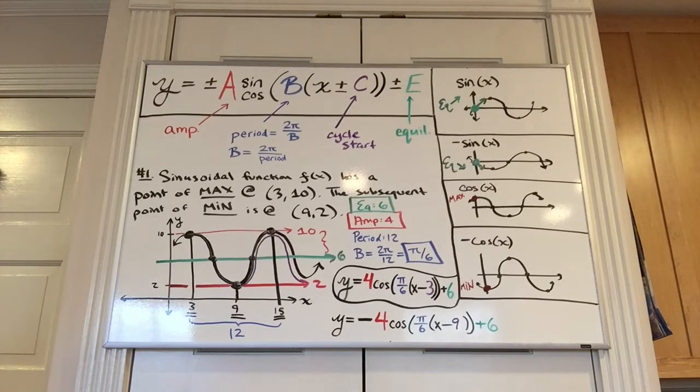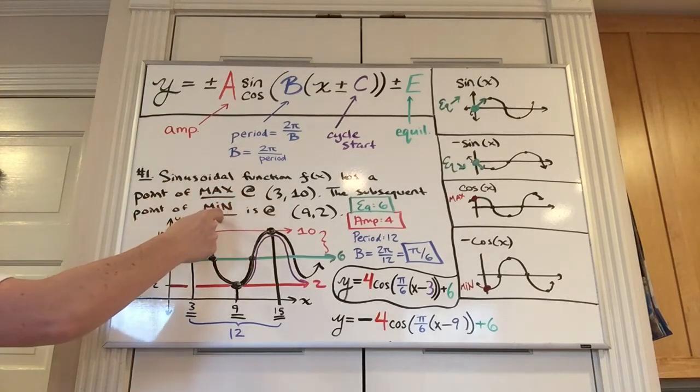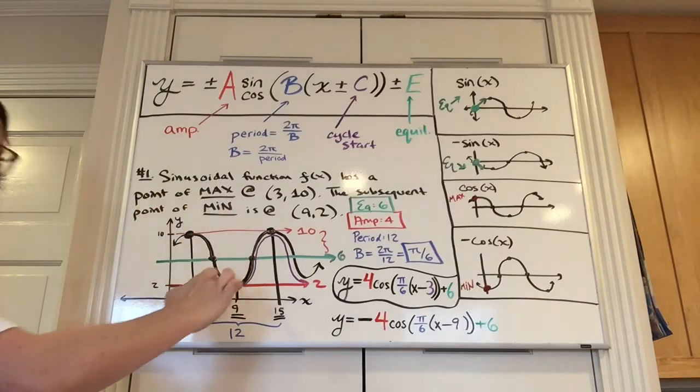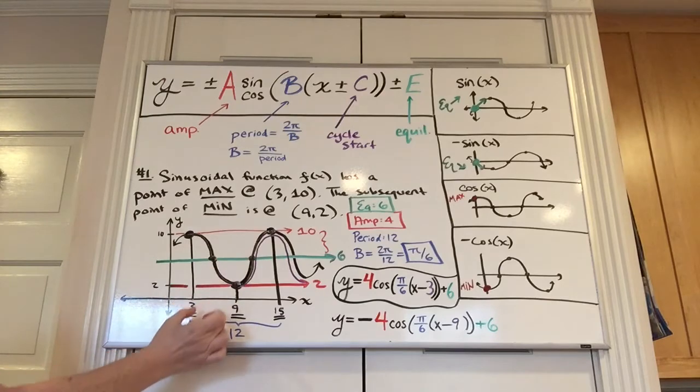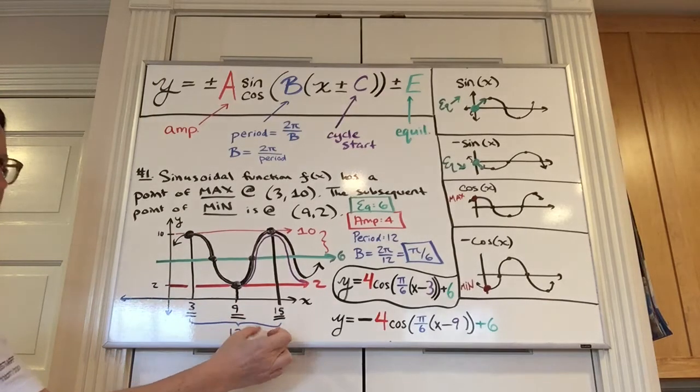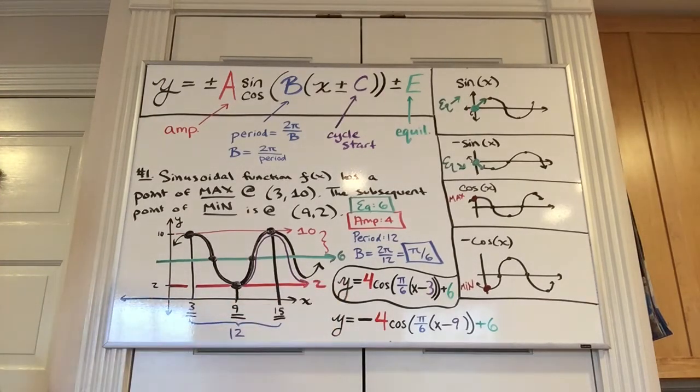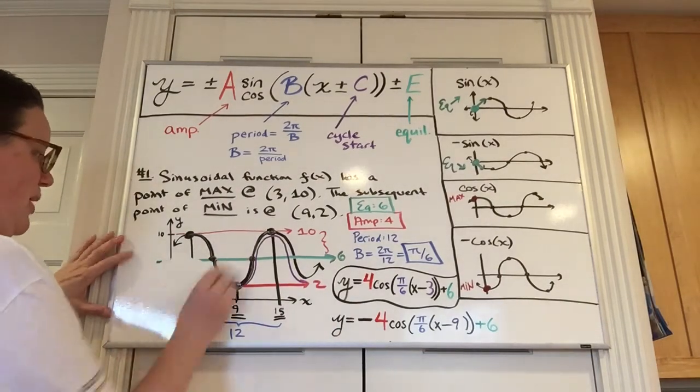All these maximum minimum problems will pretty much be set up the same. You'll have a point of maximum, a subsequent point of minimum. You'll draw part of the graph, and then you're probably going to want to finish off at least one period. So you can say, okay, I was given half a period. Let me see what a full period looks like so that I can write the equation. All right, we'll do one more example together, and then you're going to do some practice problems today.